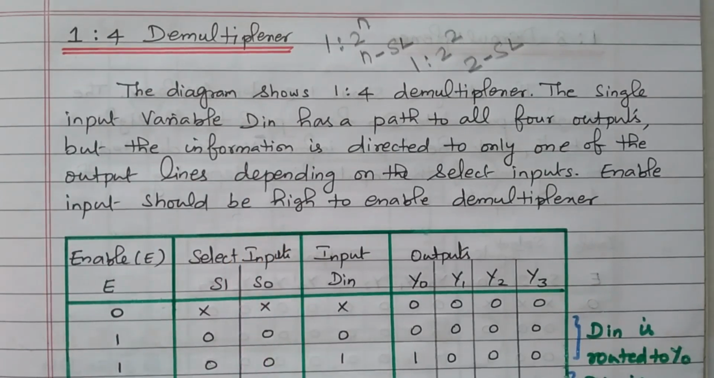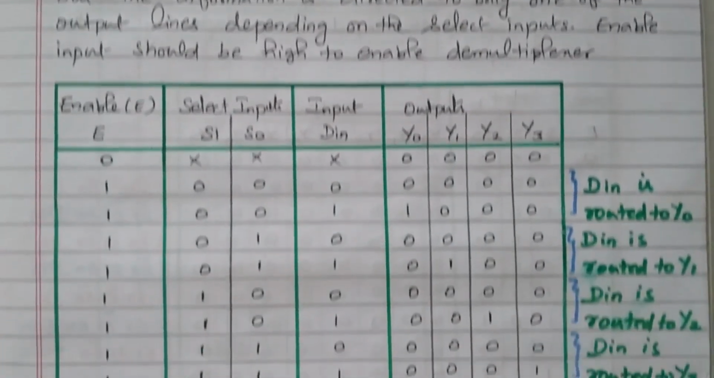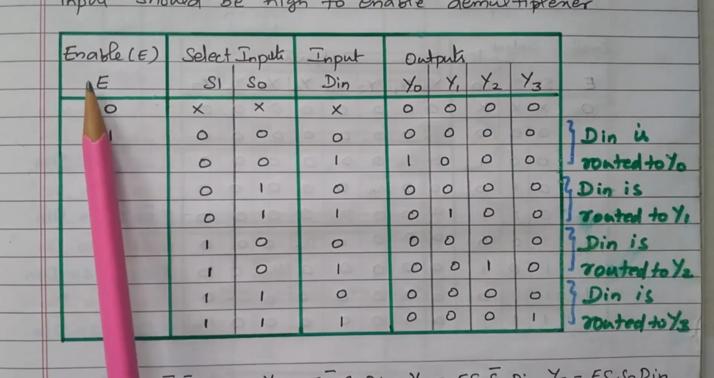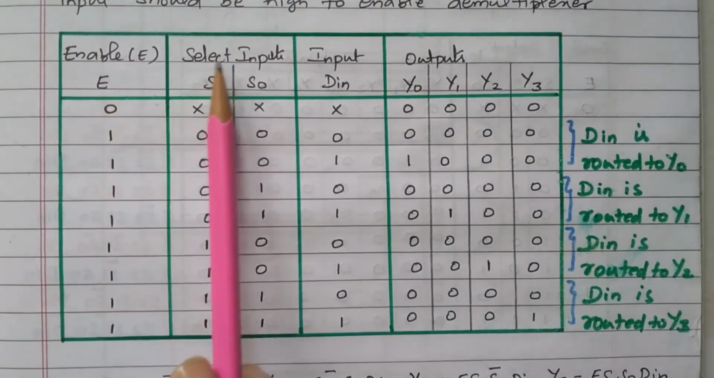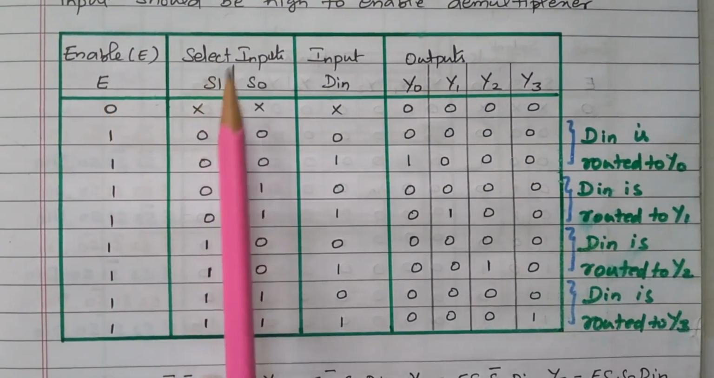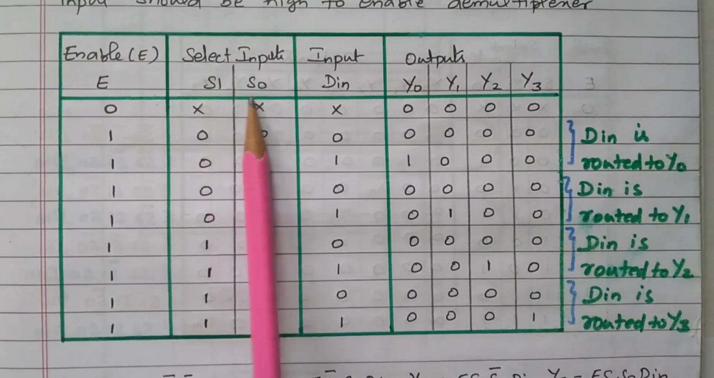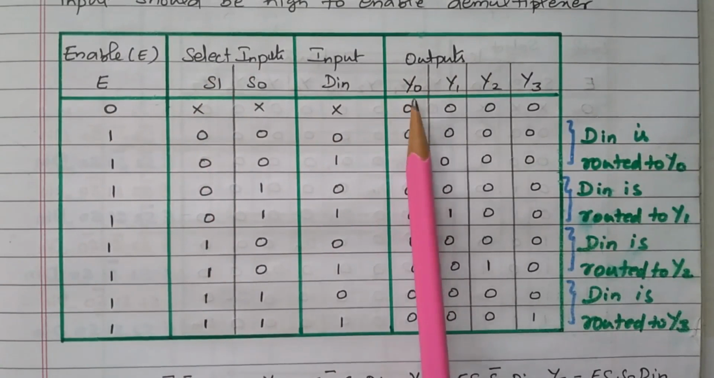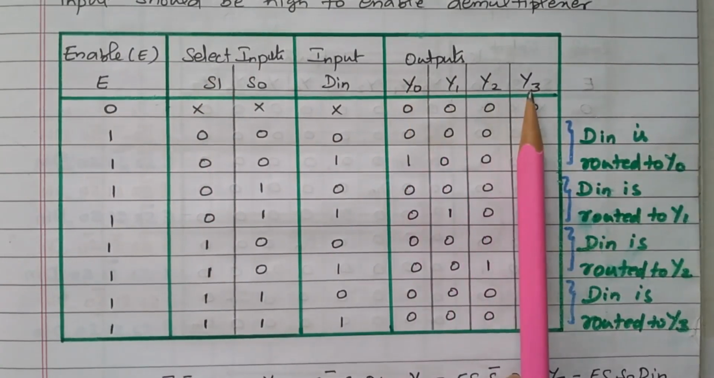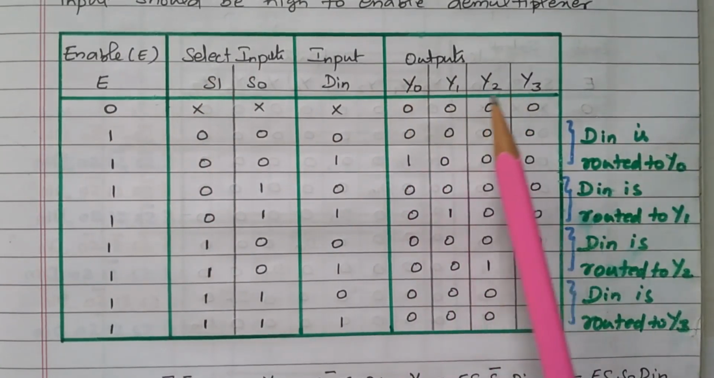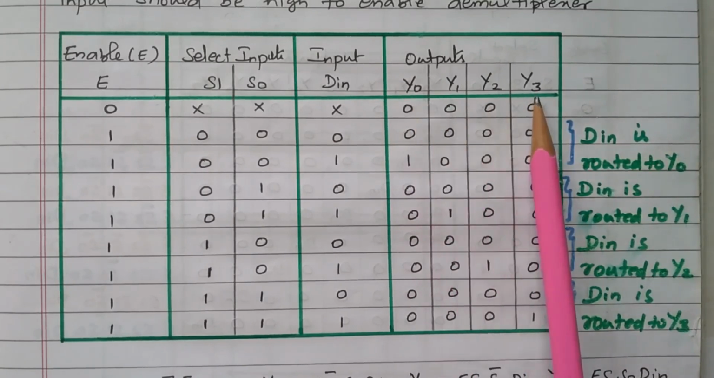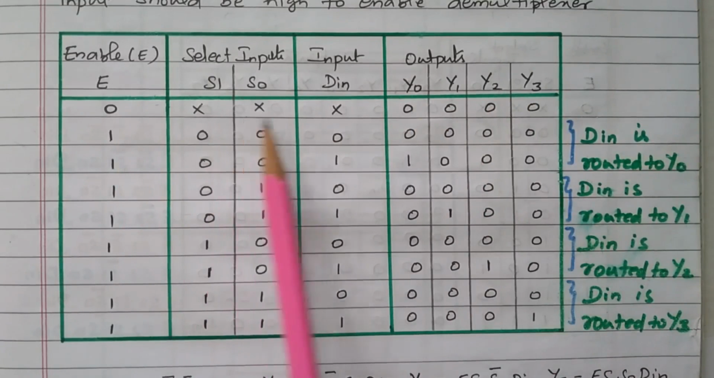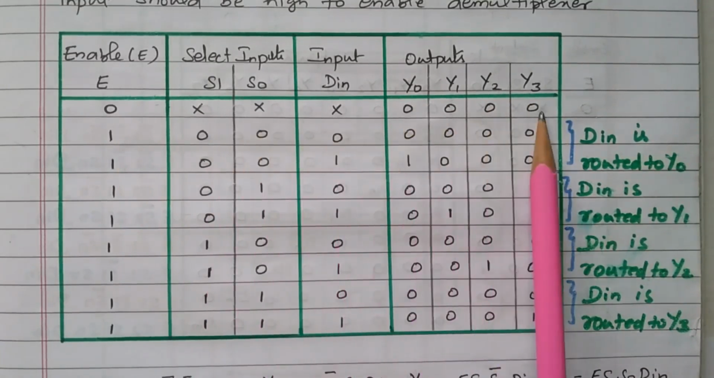Now we'll go to the truth table. 1:4 demultiplexer, the truth table. So this is the enable input E. The selection lines, selection inputs S1 and S0. This is the input data Din. These are the outputs Y0, Y1, Y2 and Y3, right? Y0 is the LSB, Y3 is the MSB, right? Enable, selection input and outputs.